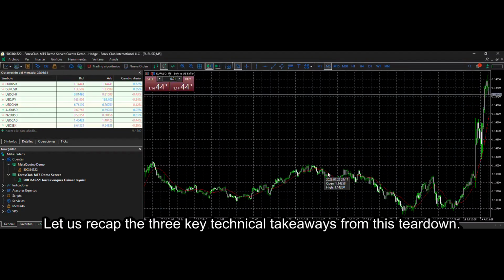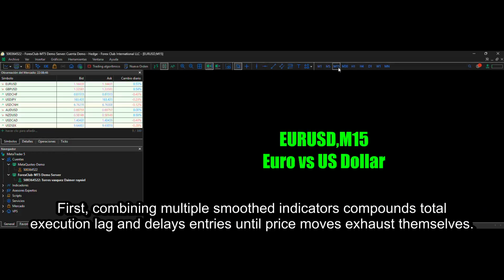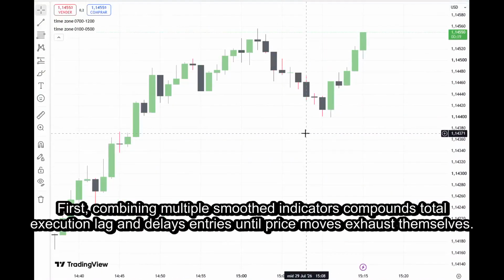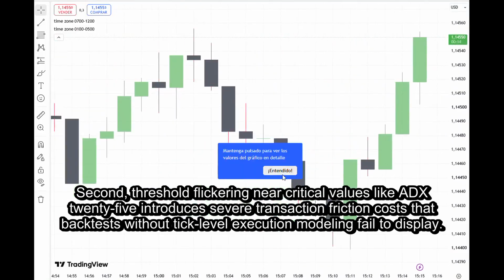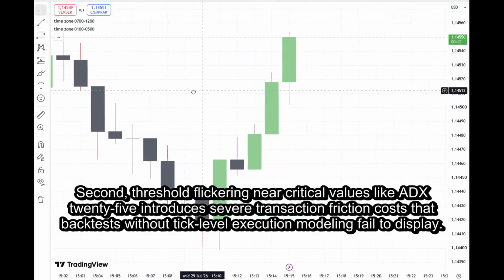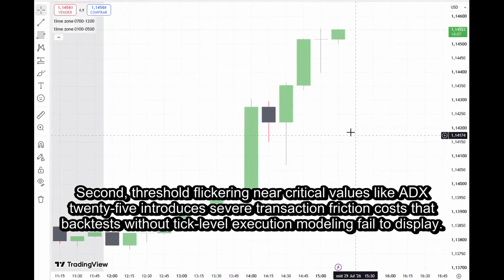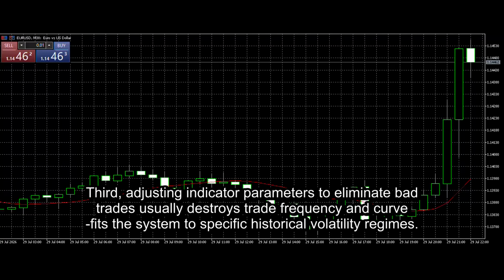Let us recap the 3 key technical takeaways from this teardown. First, combining multiple smoothed indicators compounds total execution lag and delays entries until price moves exhaust themselves. Second, threshold flickering near critical values like ADX 25 introduces severe transaction friction costs that backtests without tick-level execution modeling fail to display. Third, adjusting indicator parameters to eliminate bad trades usually destroys trade frequency and curve fits the system to specific historical volatility regimes.